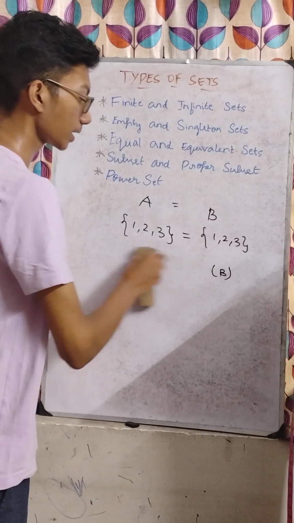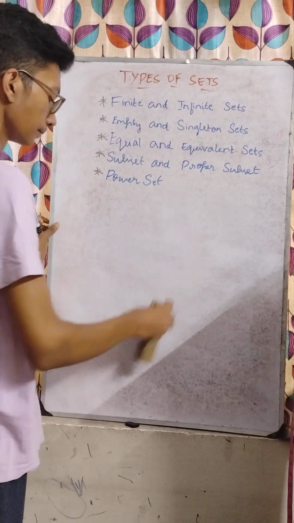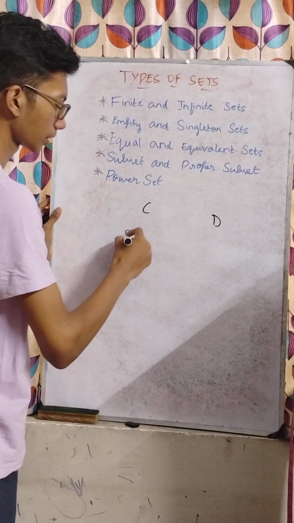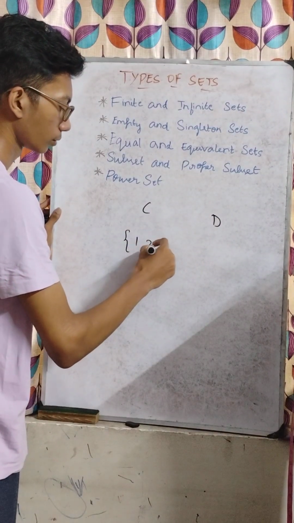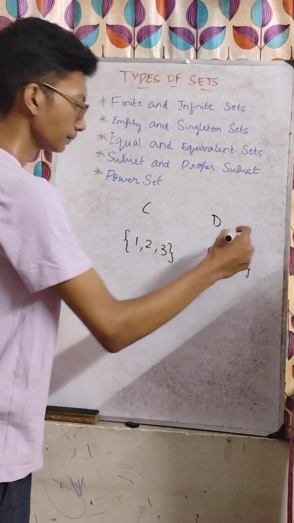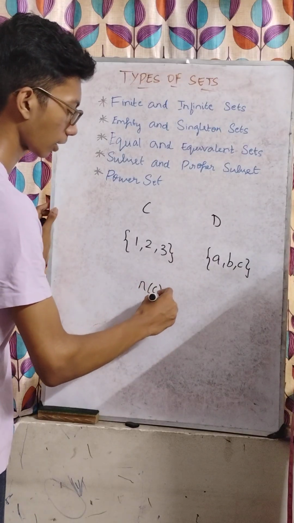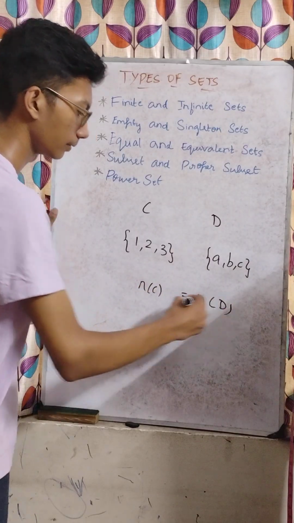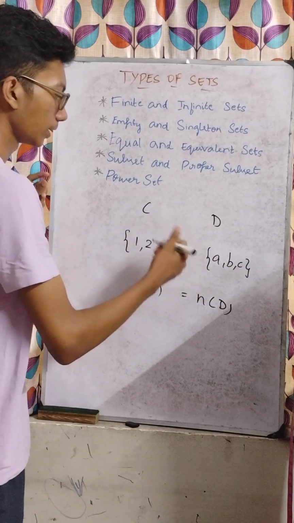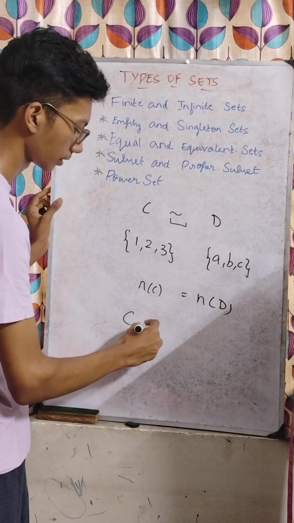Now what about equivalent sets? Again we have to take two sets. Let's say we have sets C and D. C contains 1, 2 and 3 as usual, and D contains A, B and C. Are these equivalent sets? Yes, they are equivalent sets because n of C is equal to n of D. So if the number of elements in two sets are equal, then they are called equivalent sets. They are denoted by this symbol. So C is equivalent to D.